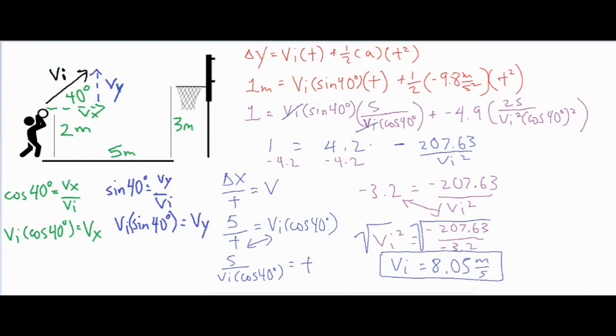Okay, so we had a lot of substitution going on and a lot of just busy work towards the end, doing a little bit of algebra, simplifying some expressions, and then ending up with a final velocity of 8.05 meters per second. So I'm going to go ahead and add that to my original picture.